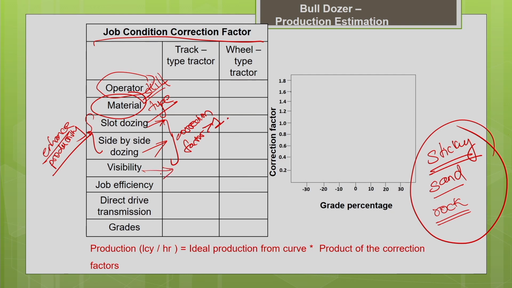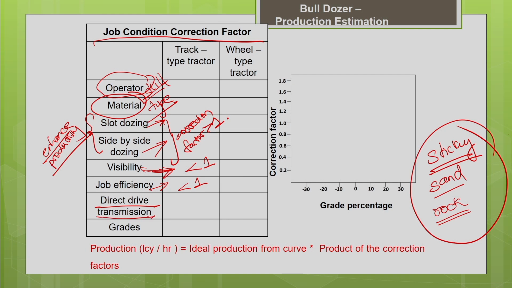Similarly, visibility. If you are working in a foggy area or dusty area, where visibility is very poor, in that case you have to reduce the productivity taken from the ideal curve. That means your correction factor will be lesser than 1. Similarly, in most of the cases, your machine will be working for only 45 minutes or 50 minutes an hour. So in that case, we have to apply the job efficiency, and accordingly the correction factor will be lesser than 1.